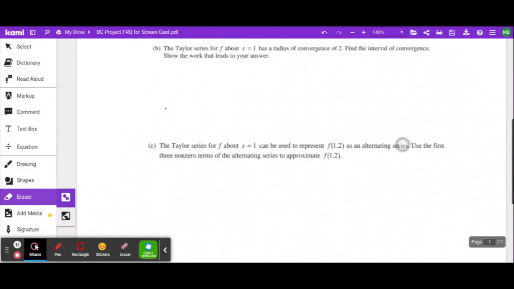The Taylor series for f about x equals 1 has a radius of convergence of 2. Find the interval of convergence. Show the work that leads to your answer.